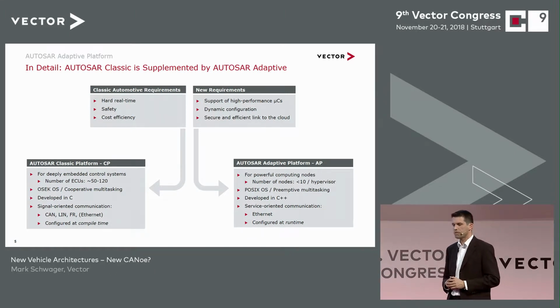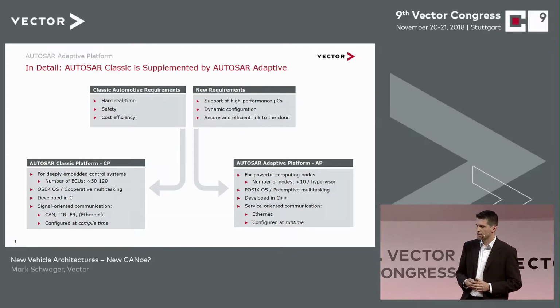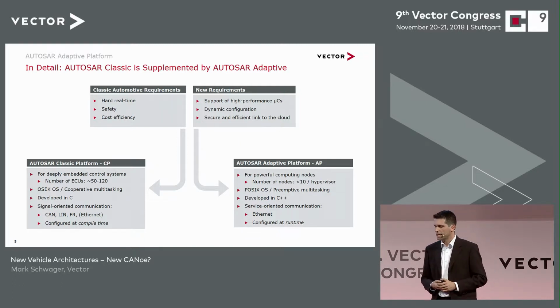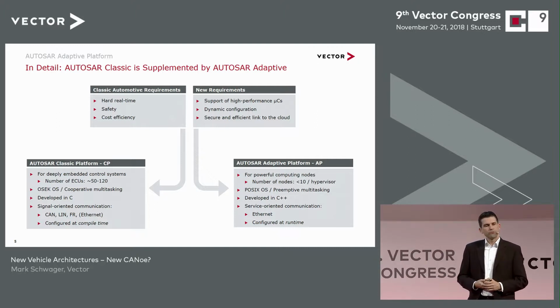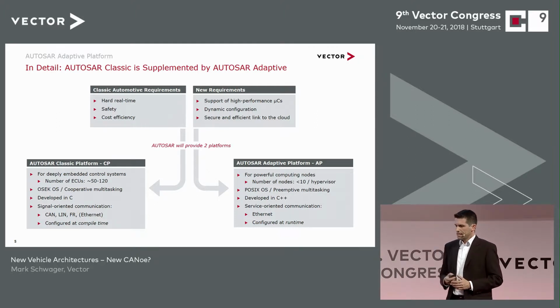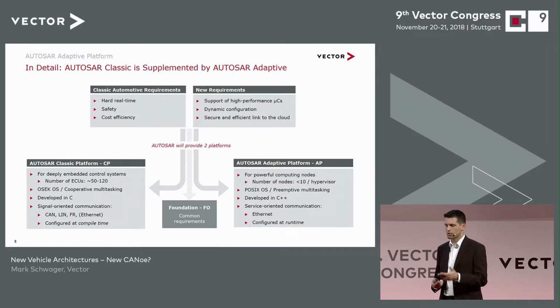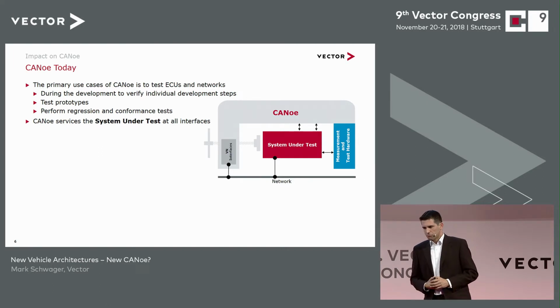Now for the new requirements, as we've already heard, there is the AUTOSAR Adaptive platform, which supports the more powerful computing nodes, typically probably less than 10 in a vehicle, with a hypervisor, POSIX OS running there, as we've heard several times before today. The language it is developed in is C++, and the communication is service-oriented. So basically this means in the future that AUTOSAR will provide two platforms, and the data types and the description formats can be found in the foundation documents of the AUTOSAR standard.